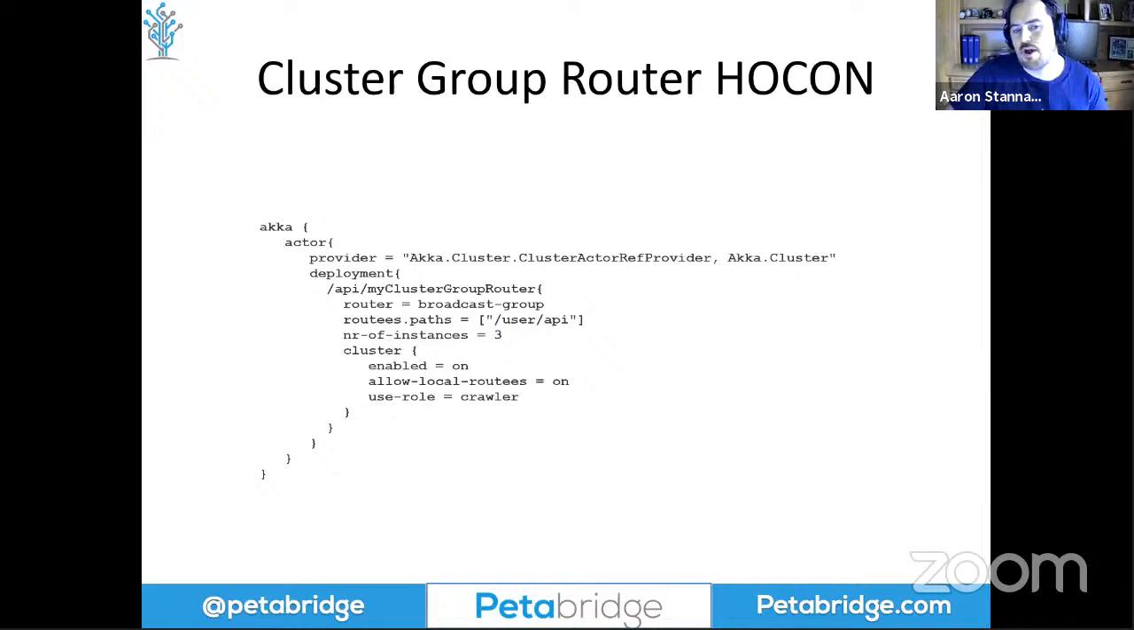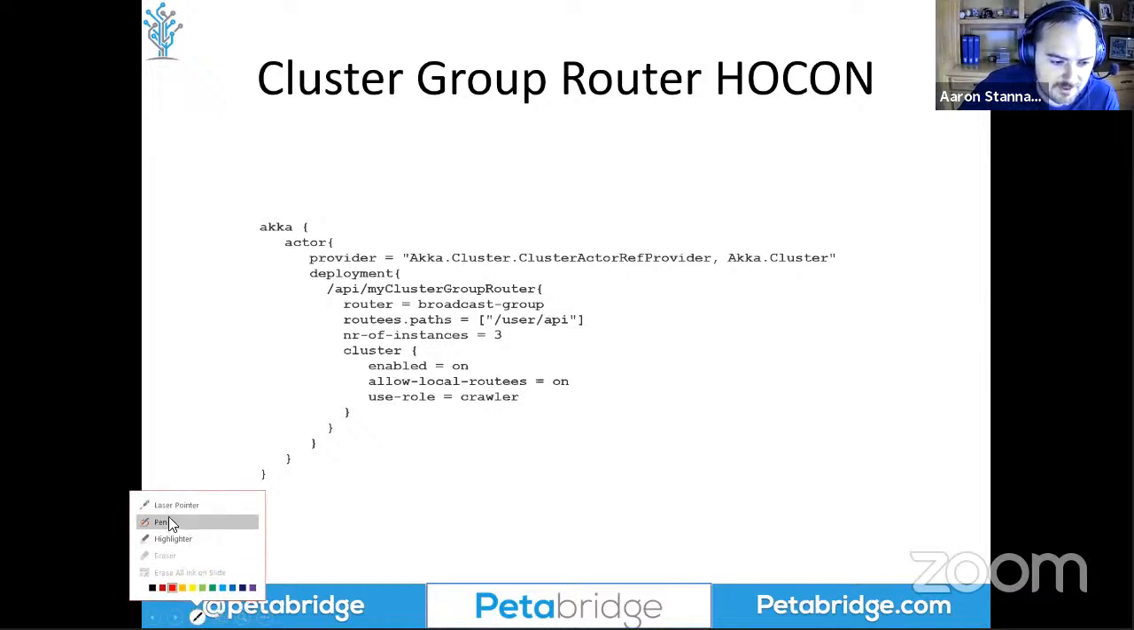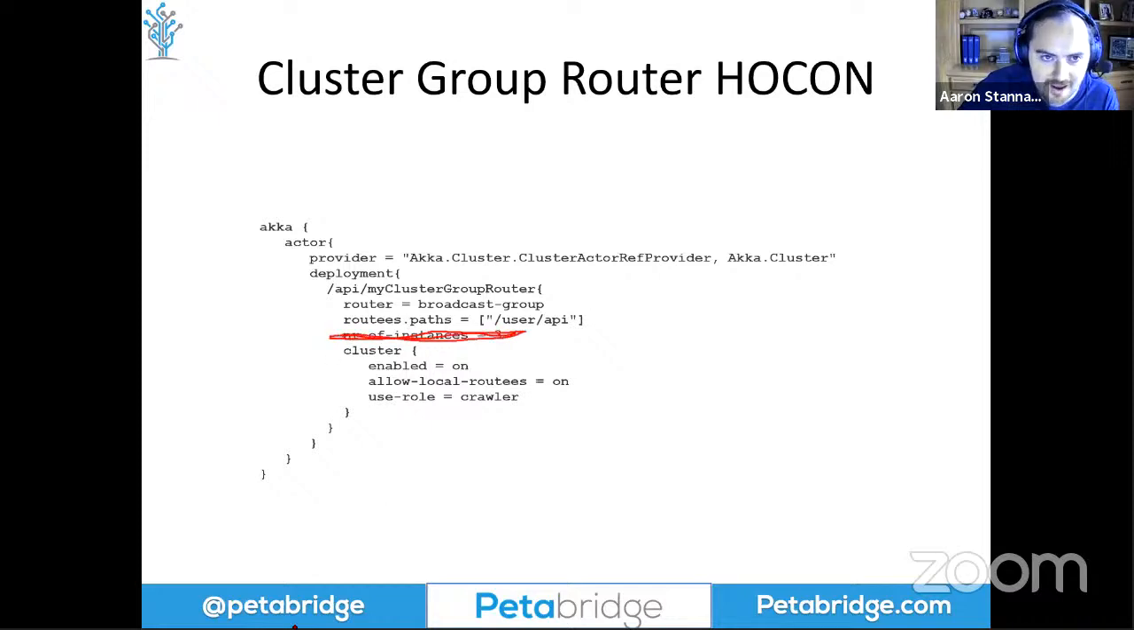And this is what the HOCON looks like for setting up a cluster group router. By the way, anything you can do in HOCON, you can do in C# for configuring specific actors. One setting we typically don't use very much with a cluster group router is this number of instances setting. You don't need to specify it. And if you do specify it, you might unintentionally limit the number of recipients who can actually receive messages from a router. So that can be a bit of a problem.